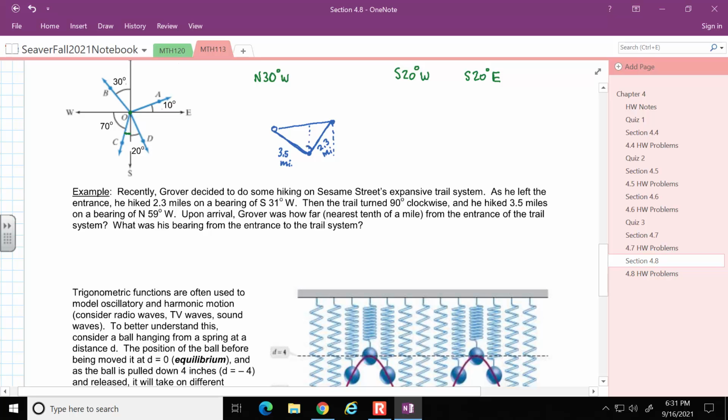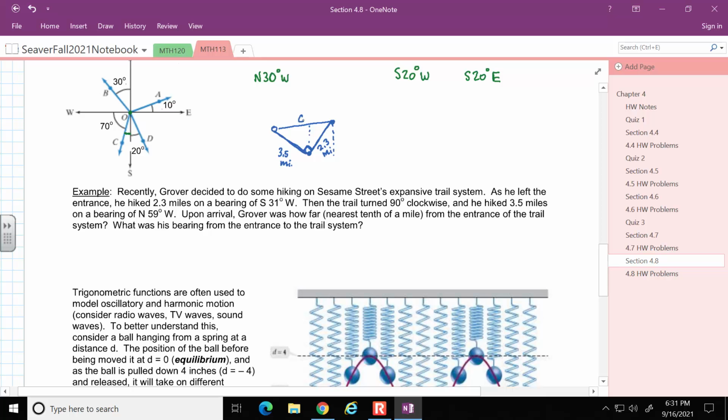And we just said that was a 90-degree angle, so that's good. So the next question says, upon arrival at this new point, how far was he from the entrance to the trail system? And then the second question is, what was his bearing from that?